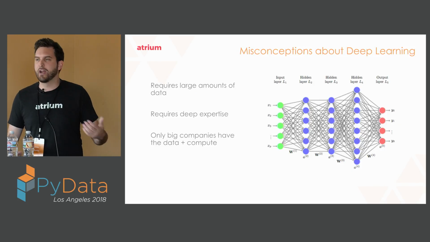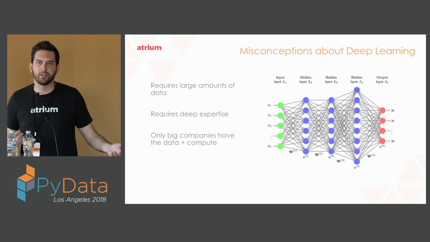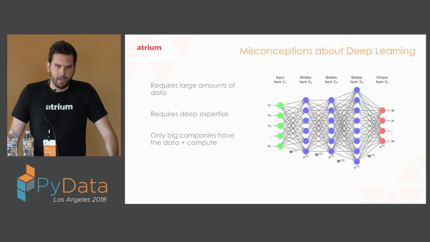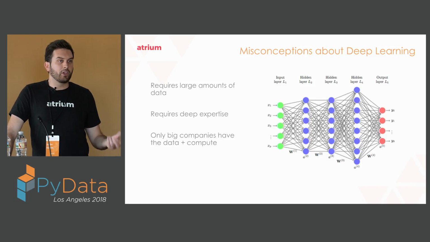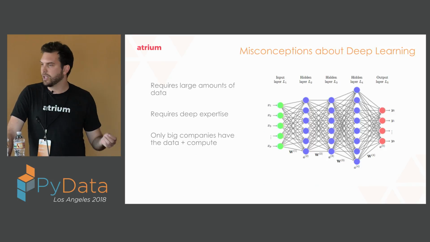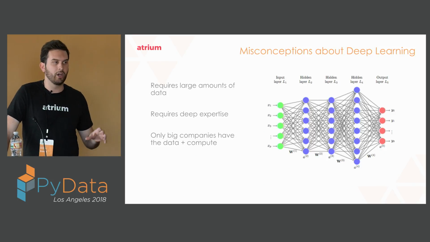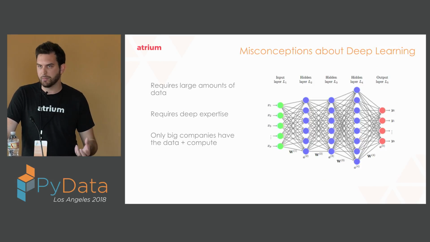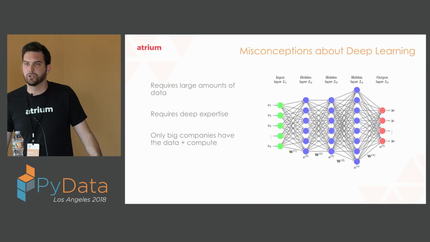So now you're having to build more expertise in some open source library that's pretty hard to use compared to scikit-learn. And then the final misconception that I often hear is that only big companies have the data and the compute in order to do this. I think this is another one that's really changed in the last year. There's a rich ecosystem of startups now that are helping companies scale up data labeling operations, as well as giving affordable access to GPUs to train on.